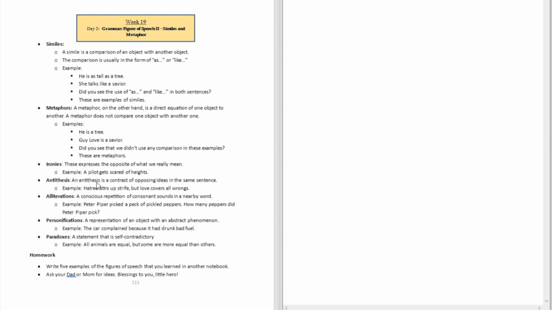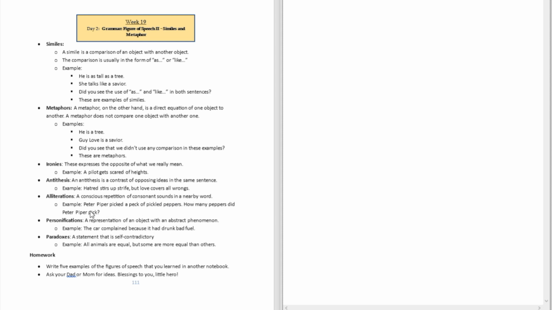Antithesis. An antithesis is a contrast of opposing ideas in the same sentence. Hatred stirs up strife, but love covers all wrongs. So this is an antithesis because we use the word hatred and then the word love in the same sentence, right?